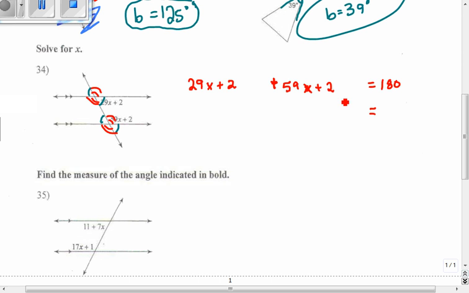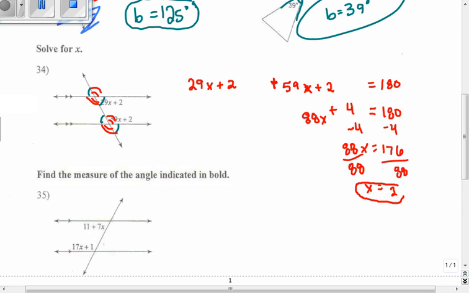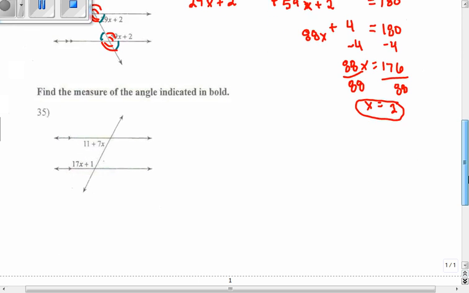Okay, 2 plus 2 is 4. Good, you got that. 59 plus 29. 88. How much? 88. Good. All right, what do we need to do next? Subtract 4 from both sides. So 88x equals 176. Divide both sides by 88. X equals 2. Very good. X equals 2. All that work for 2.